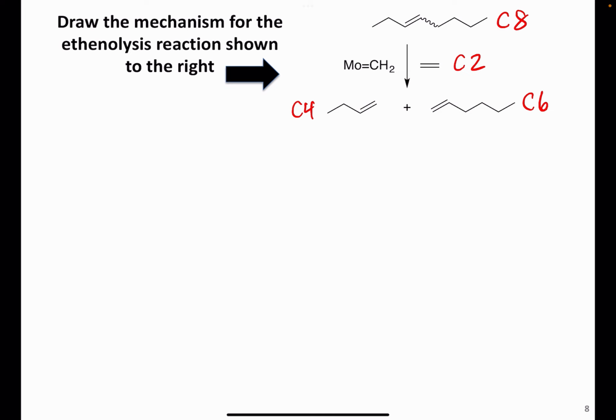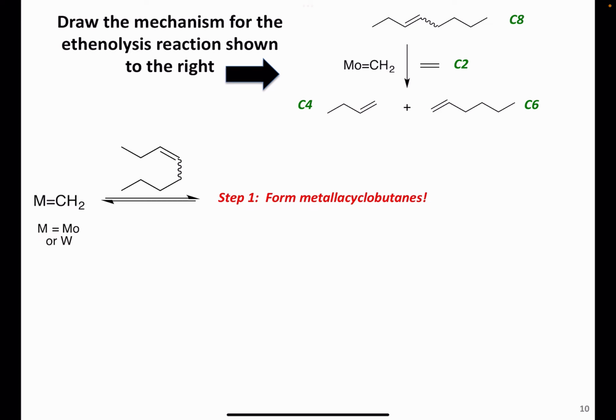And so how is this going to occur? Well, I tell you that the active catalyst is this molybdenum methylidyne, and so we're going to start with that. I've abbreviated our molybdenum methylidyne now as just MCH2, and the reason for that is it makes it easier to draw the metallacycles. But again, the metal center can be molybdenum or tungsten. And so step 1 is to form metallacyclobutanes anytime you have an olefin metathesis reaction. Notice again, we start with our C8 starting material. We are now going to form a metallacyclobutane. Notice that these 2 carbons are going to be part of the metallacyclobutane.